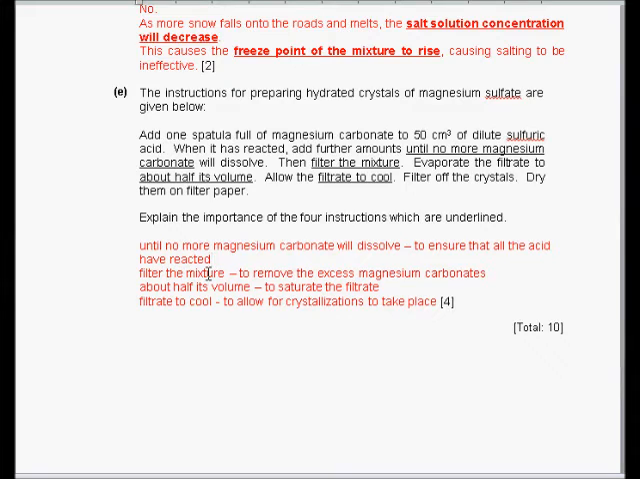Now, whenever you have to describe filtering the mixture, it is always good to identify the residue and the filtrate. You should not just say to remove the residue. What is the residue? The residue in this case is excess magnesium carbonate. Okay, heat until about half its volume, that is to saturate the filtrate. Allow the filtrate to cool to allow the crystallization to take place. Okay, all this is straight out from the mind map, from the steps of salt preparation. Nothing special.